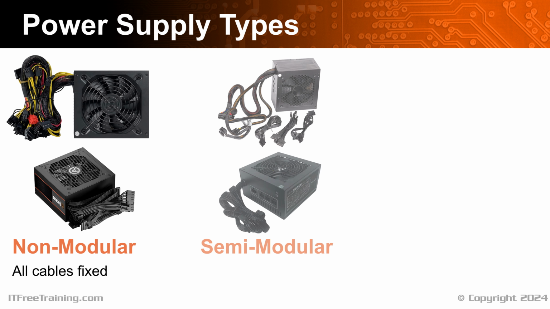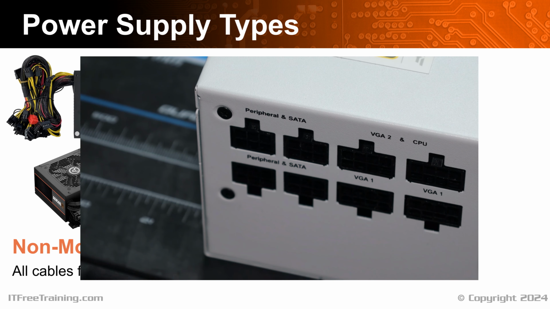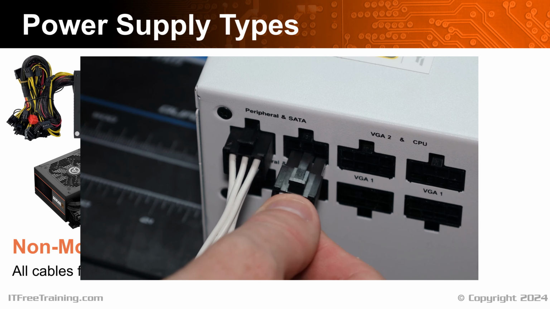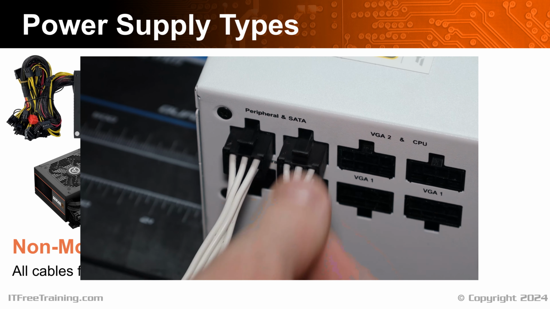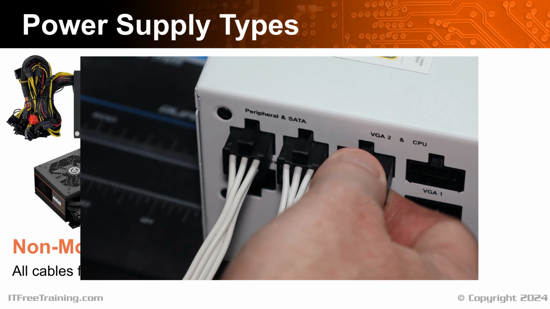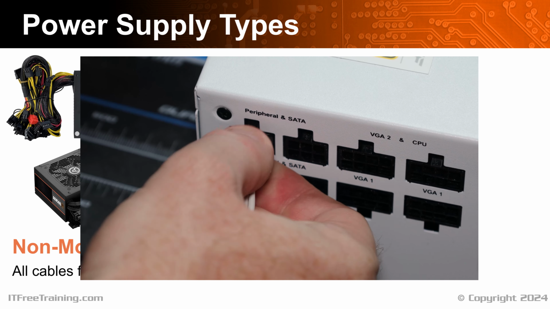The next type is semi-modular. These power supplies have some fixed cables and also some detachable cables. Since the cables can be plugged in and unplugged from the power supply, it may be a little deeper to allow room for the plugs. Having detachable cables allows you to remove cables that you don't plan on using, making cable management easier. Be careful that you use compatible cables with the power supply.